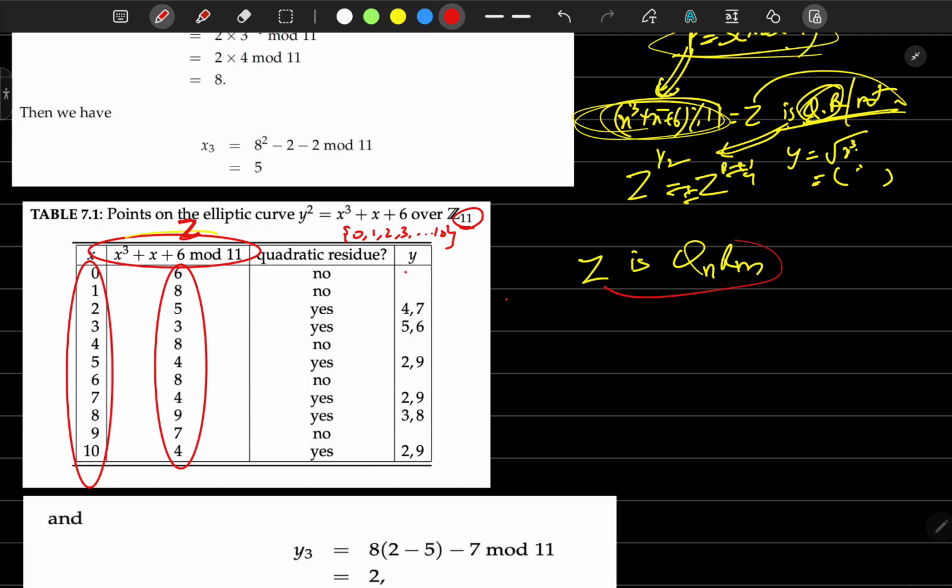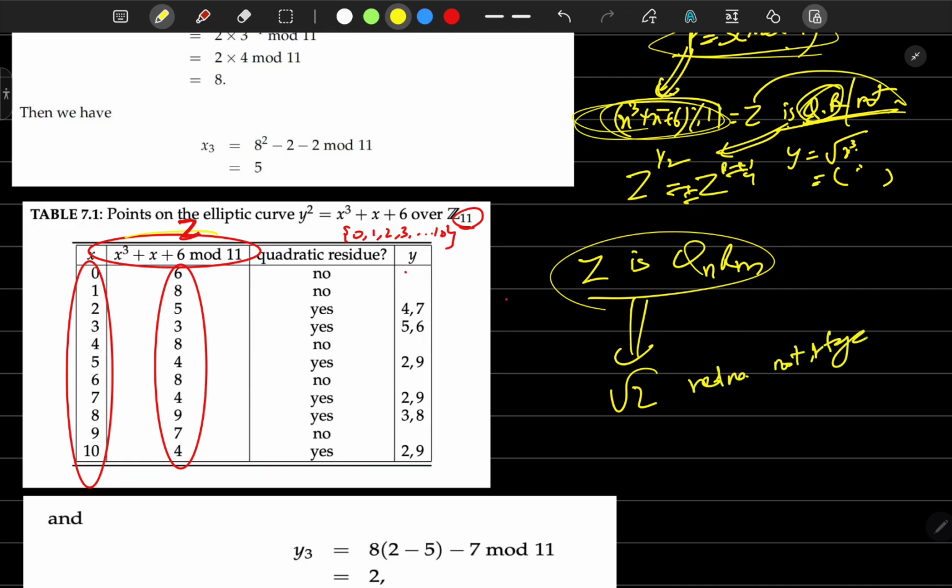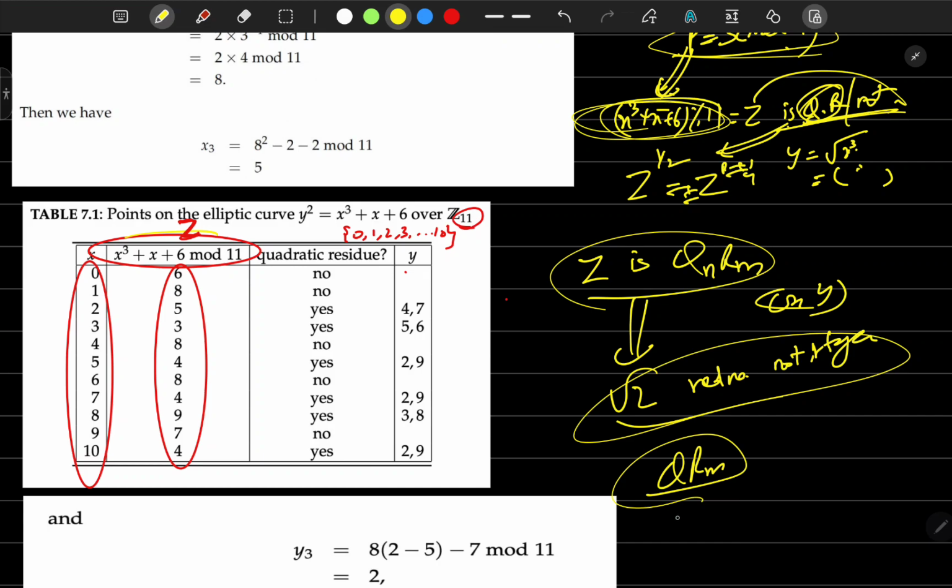Okay, if z is a QNR, then what will you say? From that you can say that the root z value will become a real number, not an integer. So we ignore such things; we want only x, y coordinates as integers. So if it is a QR, quadratic residue modulo, then we will try to find the root z value without actually computing the root z.